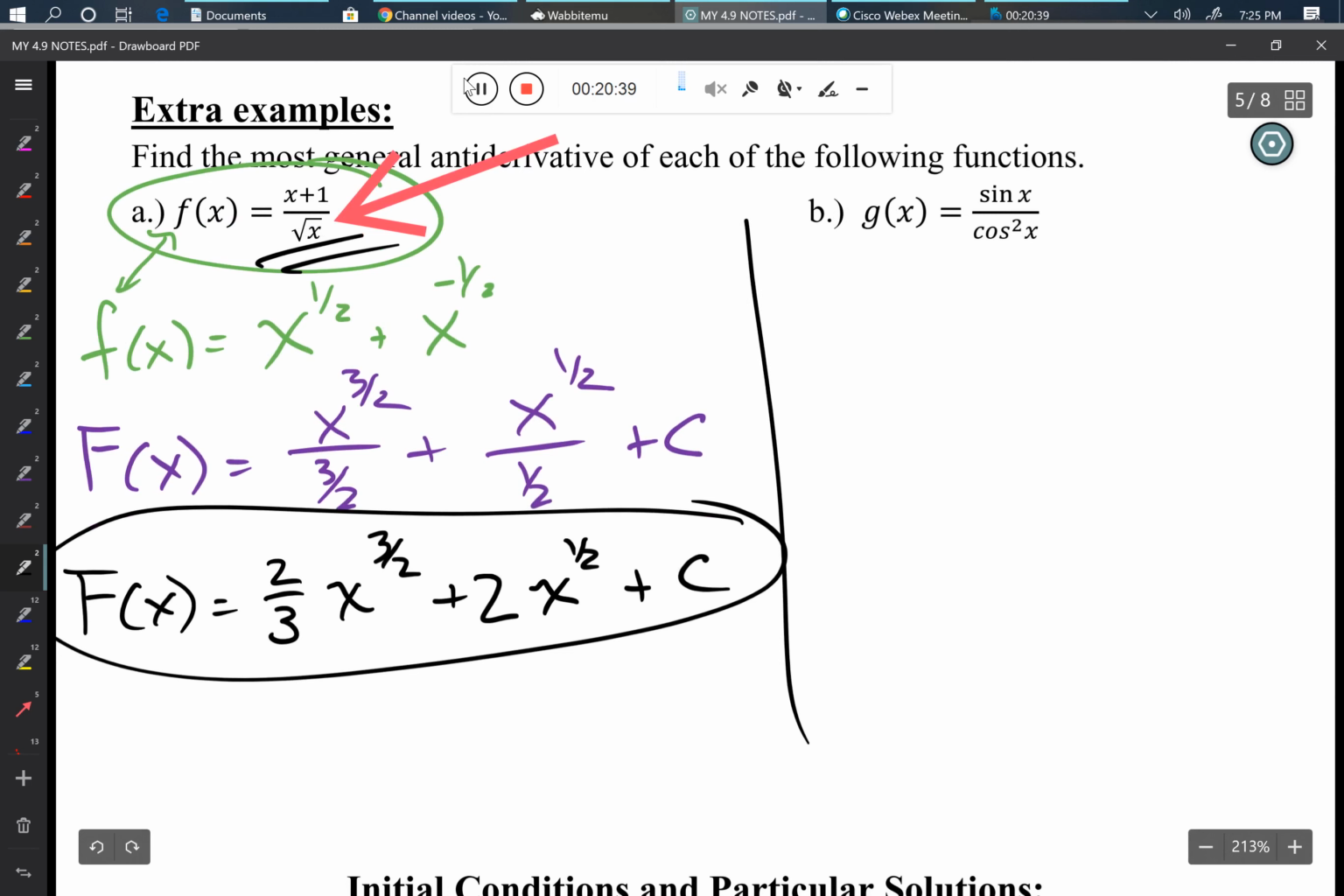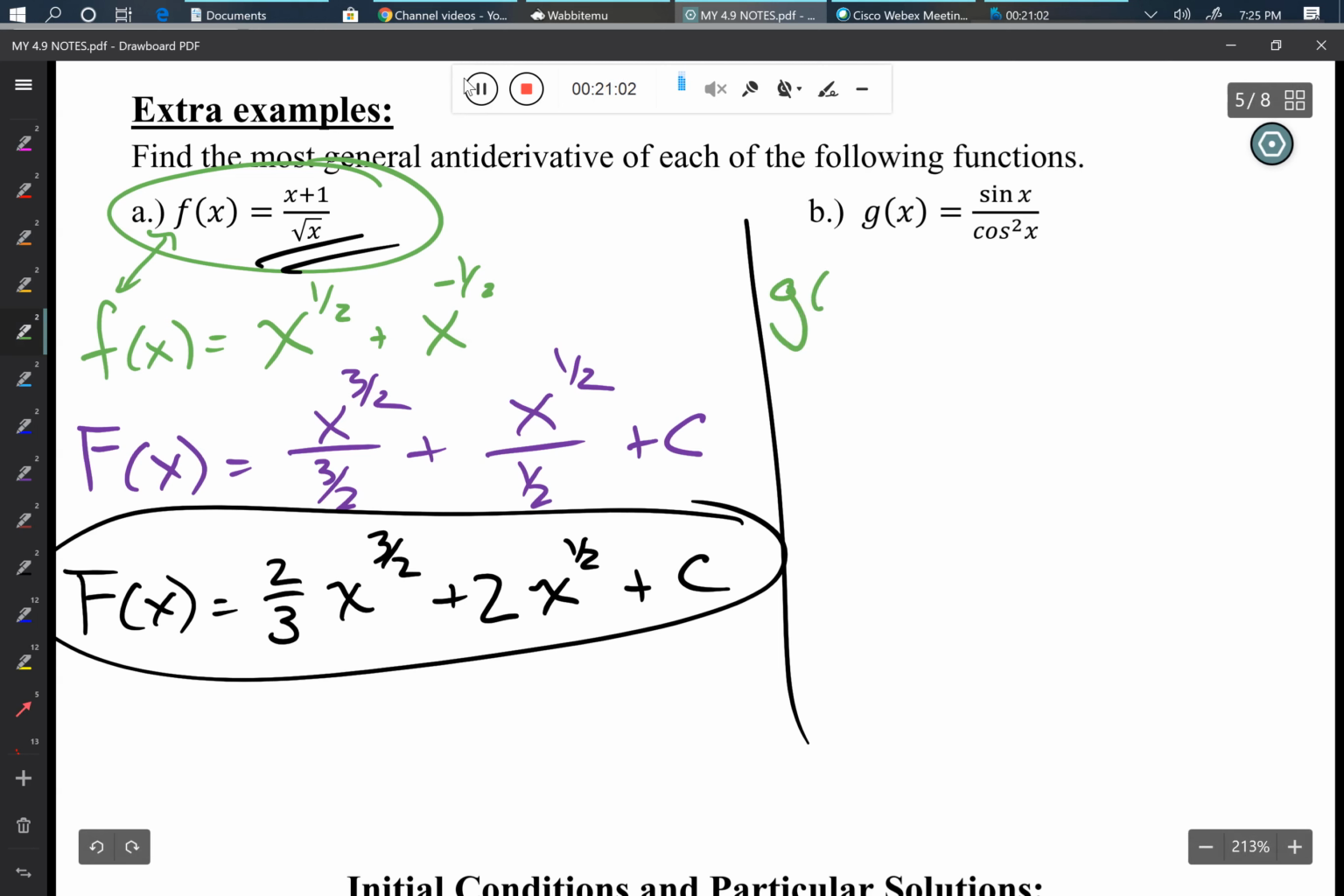All right, moving over here to part B. My job still is the same. I need to find the most general antiderivative for this function, but I have no clue what to do with this bad boy. Sine divided by cosine squared, that's just ugly. But you know what I always see whenever I see sine divided by cosine? I always see a tangent in there.